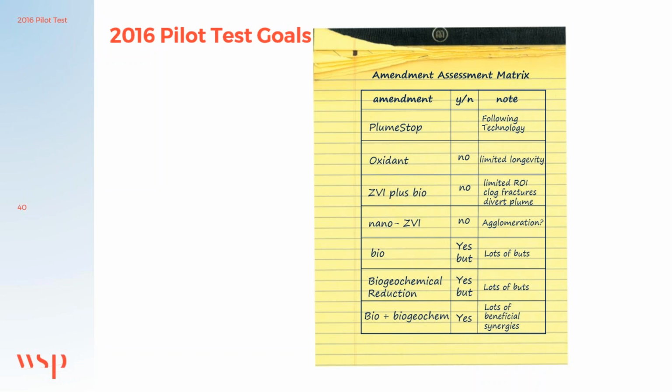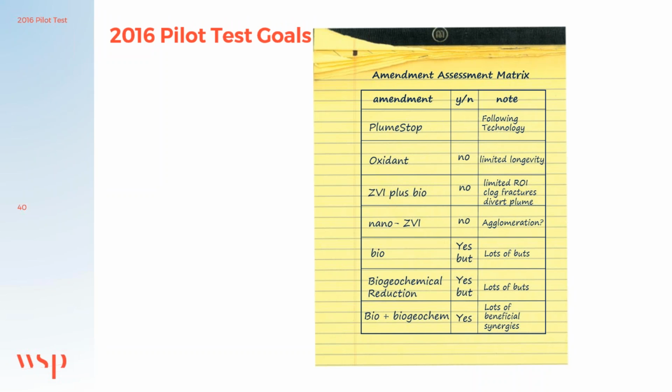One of my favorite technologies for treatment of chlorinated solvents in overburden is ZVI plus a fermentable substrate. In fractured rock, the ROI would be limited and there would be a strong potential to clog the fractures and divert flow of groundwater potentially to uncontaminated areas, so we ruled it out. We looked into nanoscale ZVI, but with the history of agglomeration and some regulatory hesitancy in the literature, we decided it wasn't quite enough to tip the scales towards using it at the site.